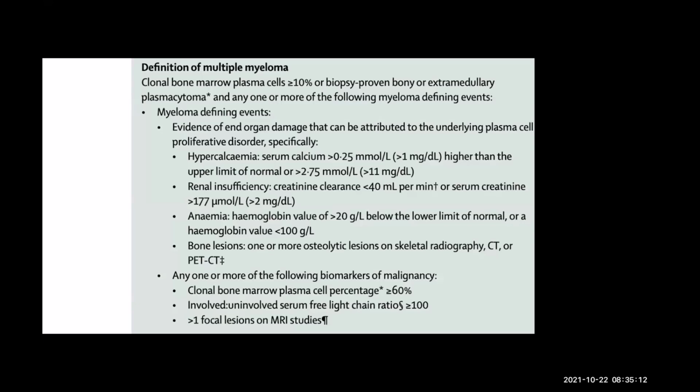What they require is the presence of a mandatory criterion. So you should have a monoclonal plasma cell more than 10% in the bone marrow, or outside the bone marrow, you should have evidence of monoclonal plasma cell in the form of, for example, plasmacytoma. And that is absolutely essential. Without that, you would not be able to diagnose someone with multiple myeloma.